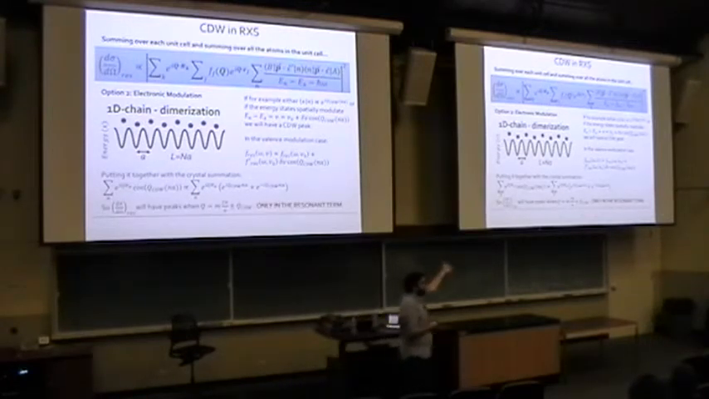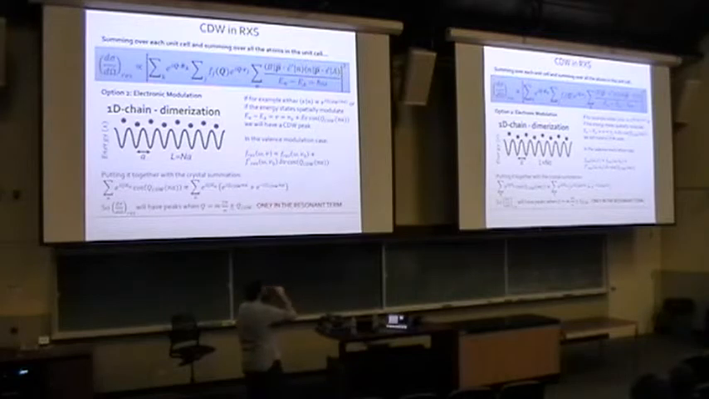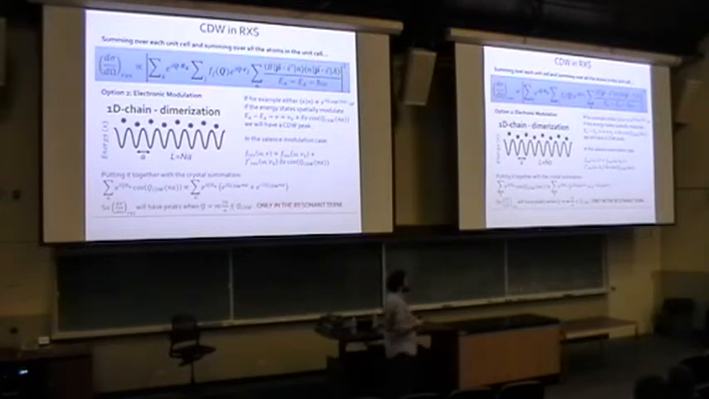But this stuff only shows up on resonance. Okay? So this explains why, for example, in the cuprates you have to go on resonance, for the case that I showed, to really see the charge order.